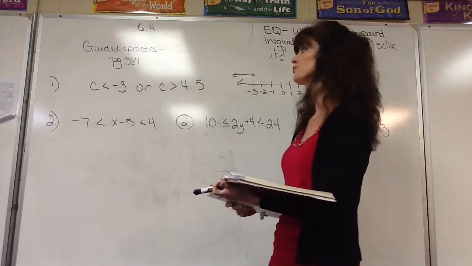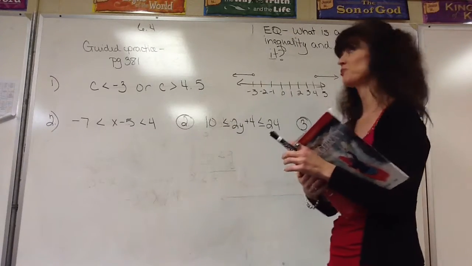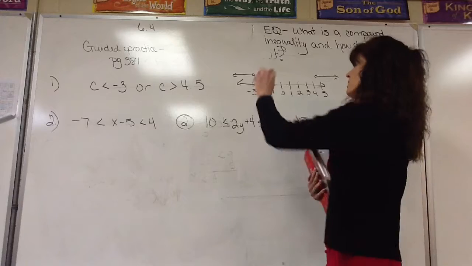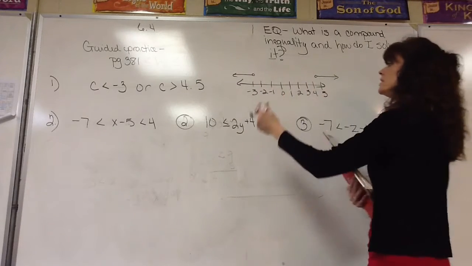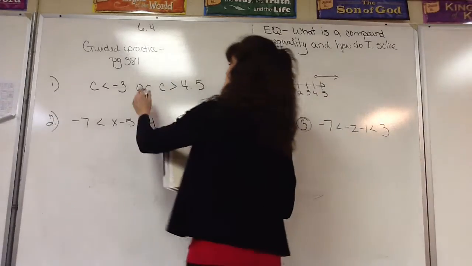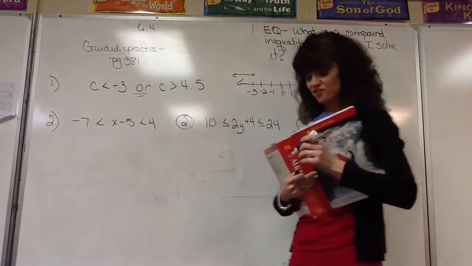Now notice here, there's not going to be any intersection between these two because we're either going in this direction or we're going in this direction. There's a gap in between. So that's how we know that we're going to use "or" in between. This is actually a disjunction.